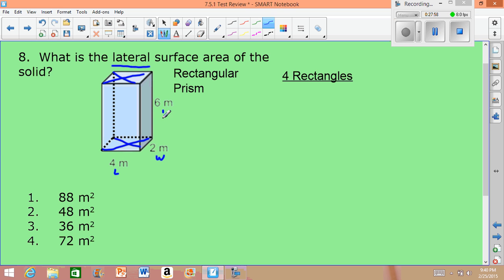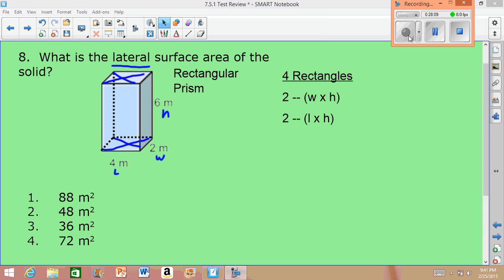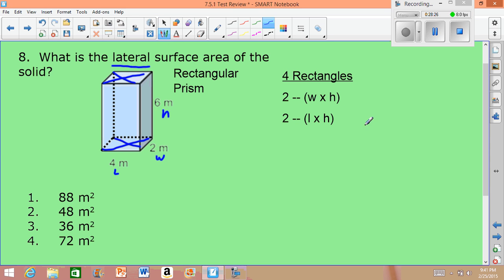So if we label our measurements as length and width and height, so 4 would be our length, 2 would be our width, and 6 would be our height, we do not need the rectangle that's the length and the width, nor on the top nor the bottom. So we have to make our other rectangles. So the rectangles that we need are the ones that have the width and the height, which would be this rectangle right here that has measurements of 2 and 6. And we also need this front rectangle, which has the measurements of length and height.